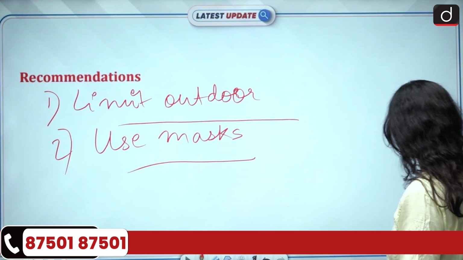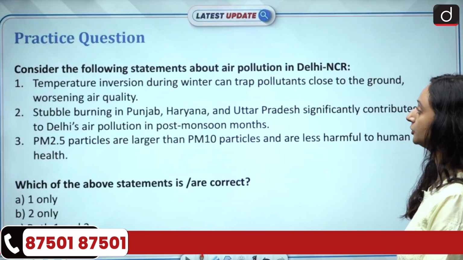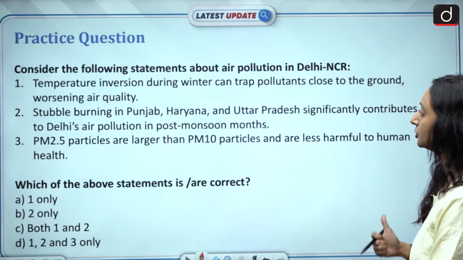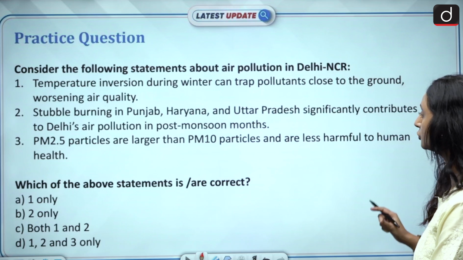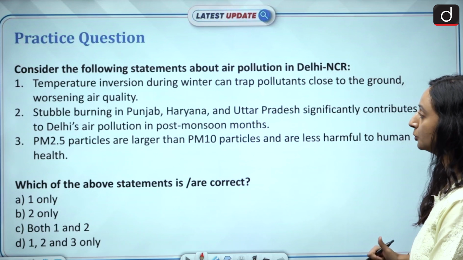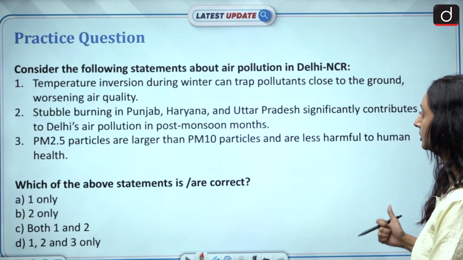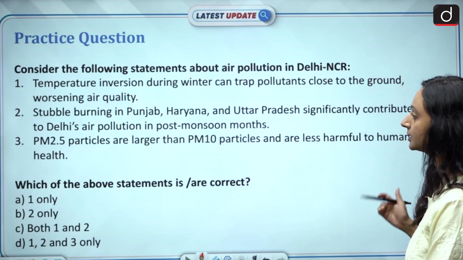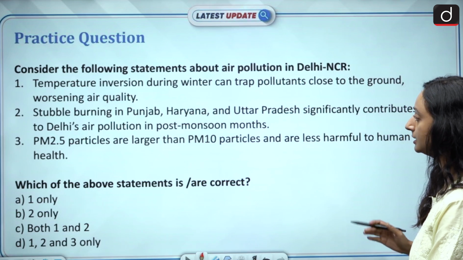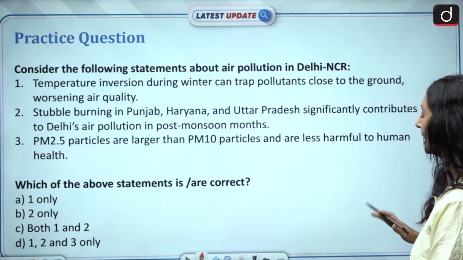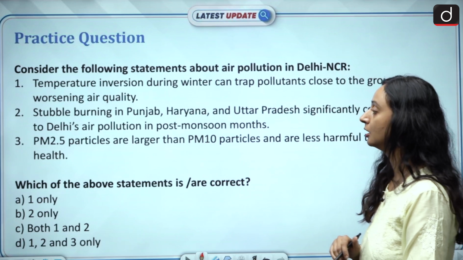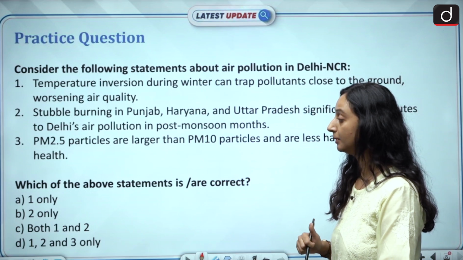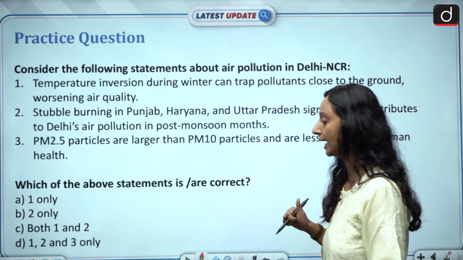Now let's attempt this question for prelims. Consider the following statements about air pollution in Delhi NCR. 1. Temperature inversion during winter can trap pollutants close to the ground, worsening air quality. 2. Stubble burning in Punjab, Haryana and Uttar Pradesh significantly contributes to Delhi's air pollution in post-monsoon months. 3. PM 2.5 particles are larger than PM 10 particles and are less harmful to human health. Which of the above statements is or are correct? A, 1 only, B, 2 only, C, both 1 and 2, or D, 1, 2 and 3 only.